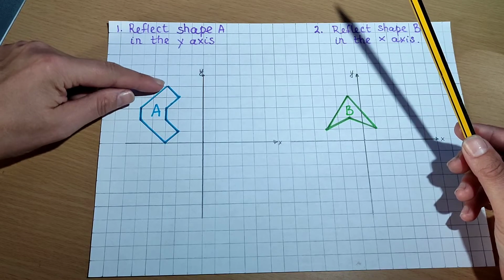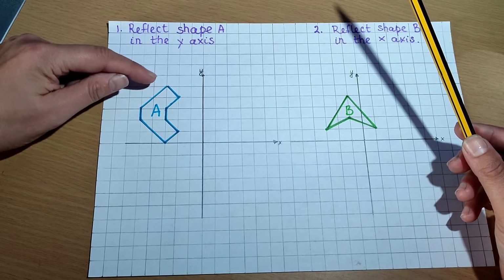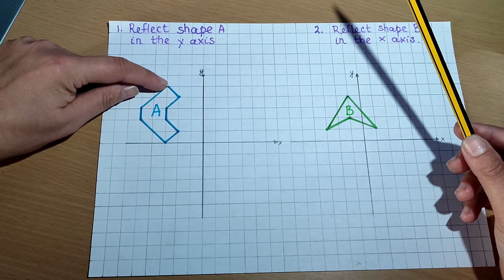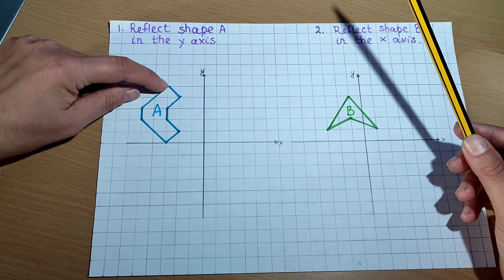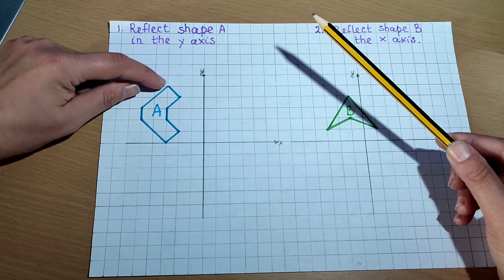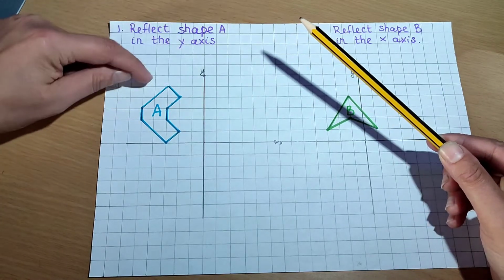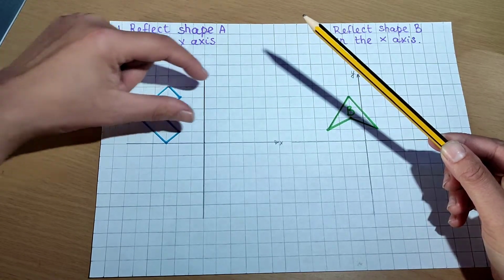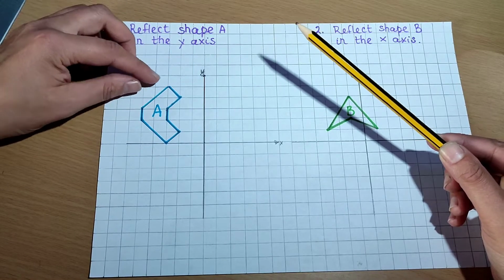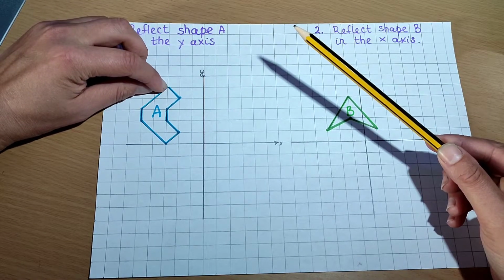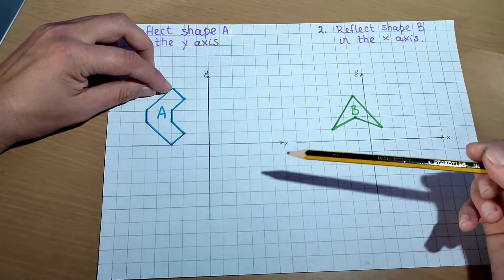So your shape has vertices, points, corners. If you reflect every corner onto the other side, we will have reflected this shape onto the other side. Let me show you how to do it. So let's start with this corner.